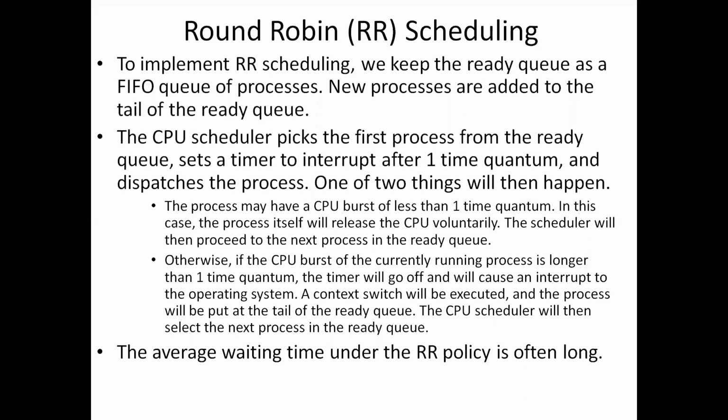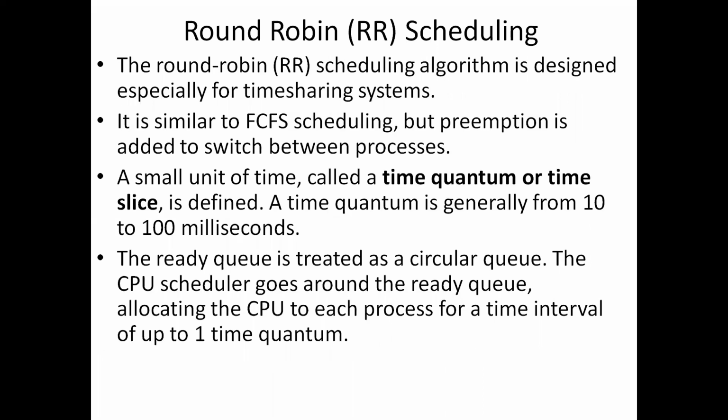To implement this round robin scheduling, we keep the ready queue as a first in, first out queuing process. The round robin scheduling algorithm is designed especially for time sharing systems, because there will be many processes running in time sharing systems. Every process should get some time for its execution. For that purpose we use the round robin scheduling algorithm.